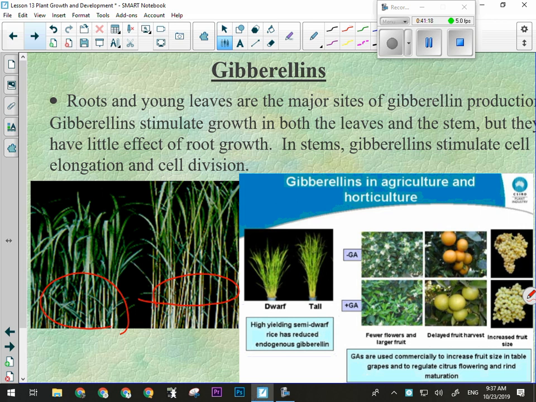All right, questions on gibberellins? Okay, they're kind of the least important of all of them. They just kind of do both. They're kind of a mixture of both auxins and cytokinins.